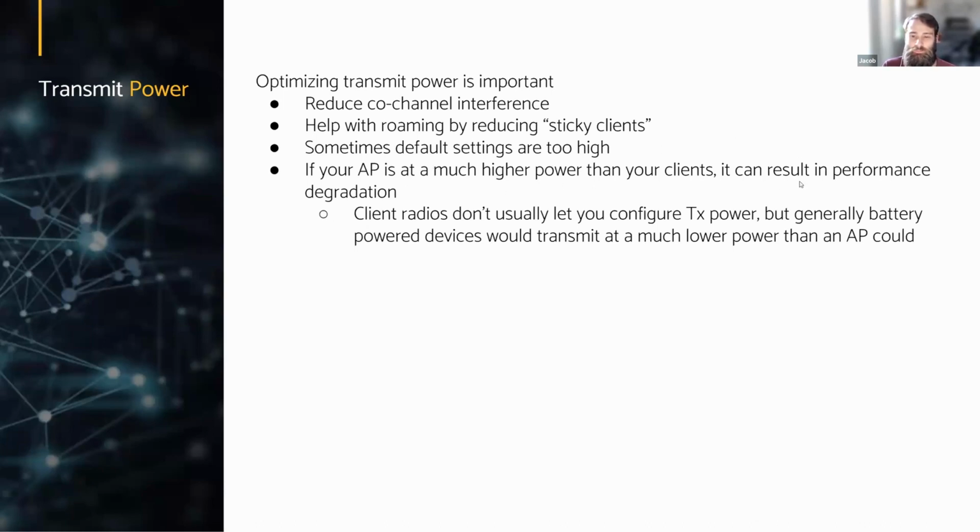And like I said, bidirectional Wi-Fi communications, if your AP is at a much higher power than your clients, your client can get into a situation where it can hear the AP, but the AP can't hear the client. So you're going to have a really high retry rate if that happens. So again, not great. And lowering transmit power is generally the fix there.